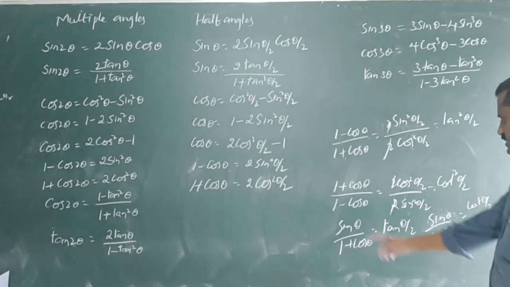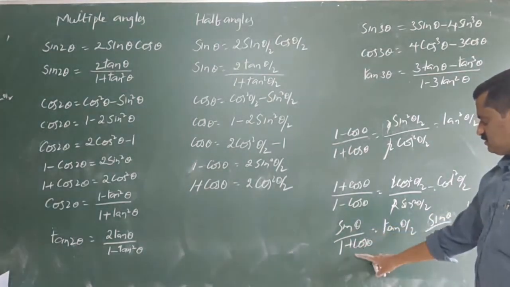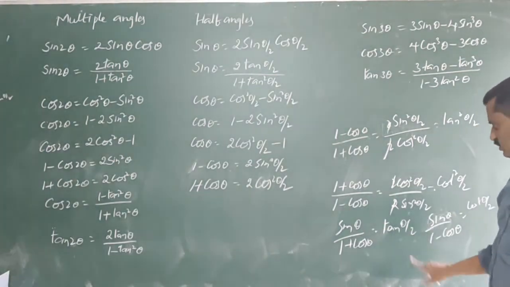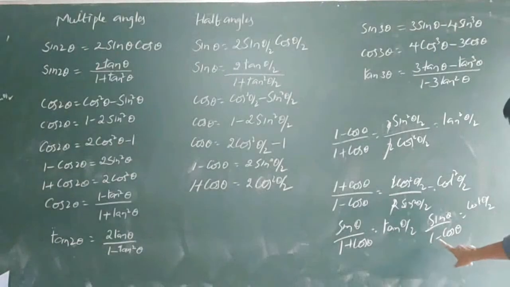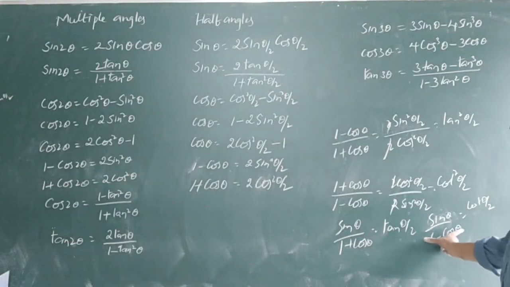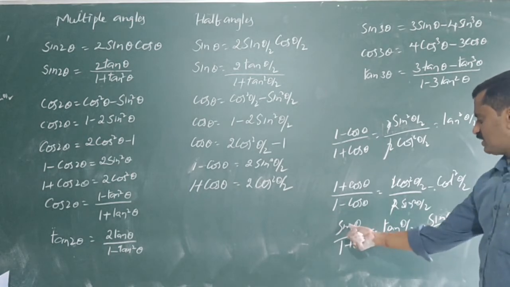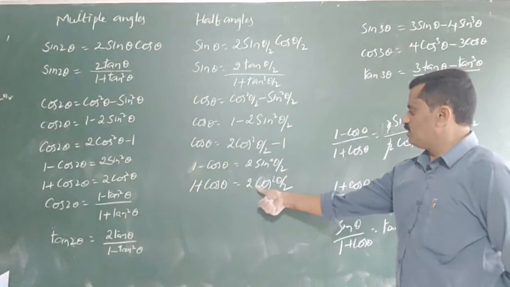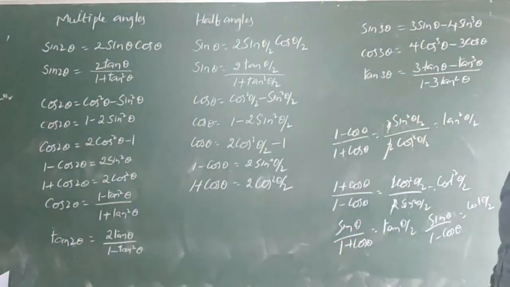So remember, sin theta by 1 plus cos theta is equal to tan theta by 2, whereas sin theta by 1 minus cos theta is equal to what? Cot theta by 2. You can remember these formulas or you can just do simplification. So what is sin theta? Leave as it is. What is 1 plus cos theta? Here we have 2 cos square theta by 2. Substitute the values and go for simplification.